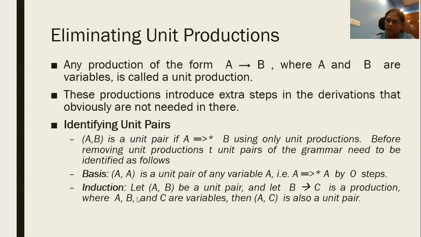So, again, this is to identify unit pairs. It's a two-step process. The basis is that every symbol is a unit pair with itself. So, every symbol A leads to a unit pair (A, A). And the inductive part of the process is: if (A, B) has been identified to be a unit pair and B derives C is a unit production, then (A, C) is also a unit pair.